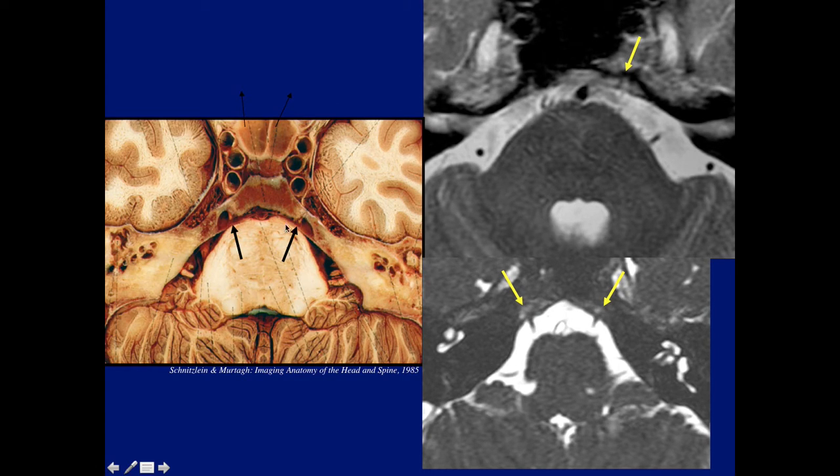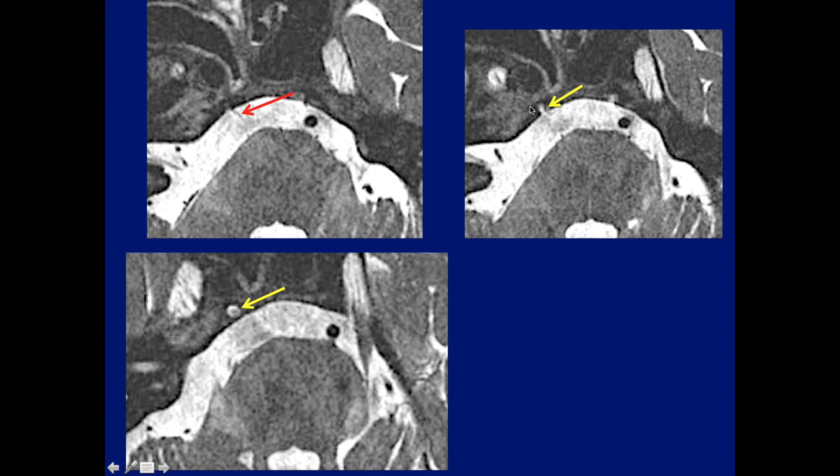So again, here it is on the anatomic specimen, the nerve within Dorello's canal, and we can see the nerve on the MR traveling towards Dorello's canal. And again, here it is entering Dorello's canal, and here we can see it within Dorello's canal. Why Dorello's canal is important, you will see later in the pathologic cases.